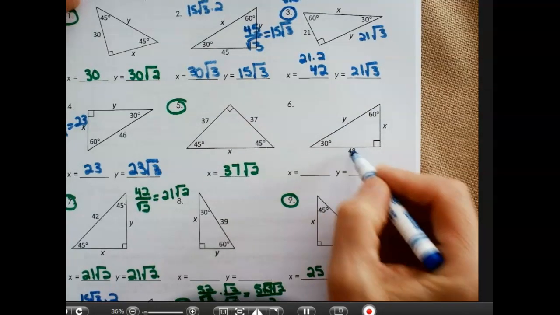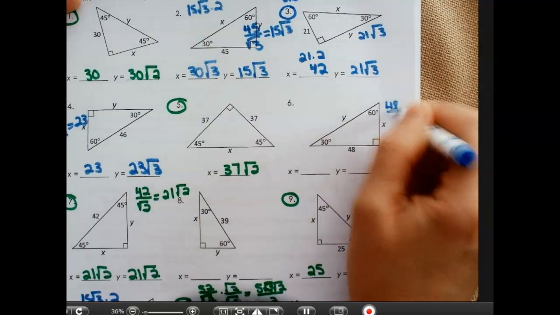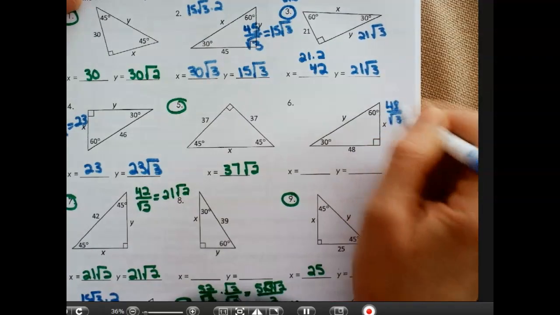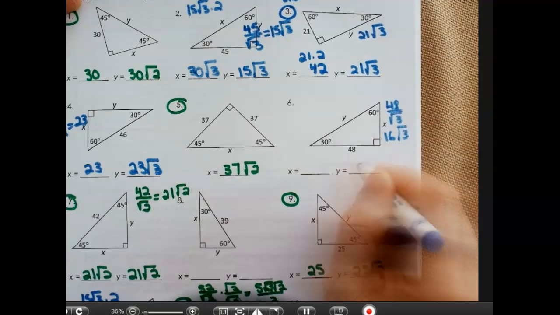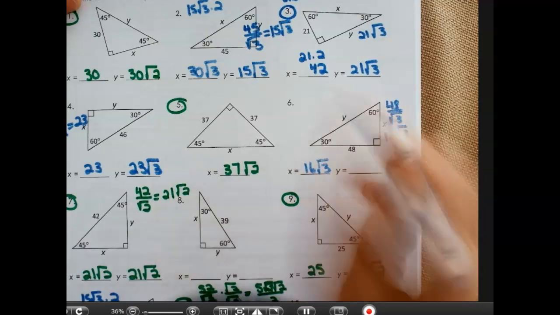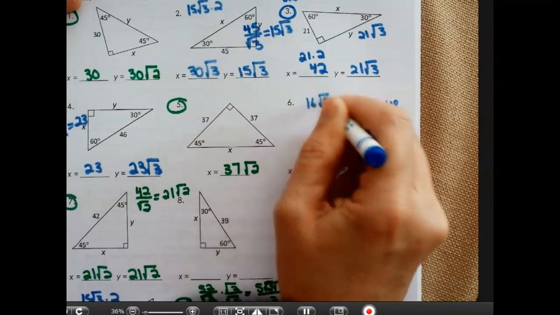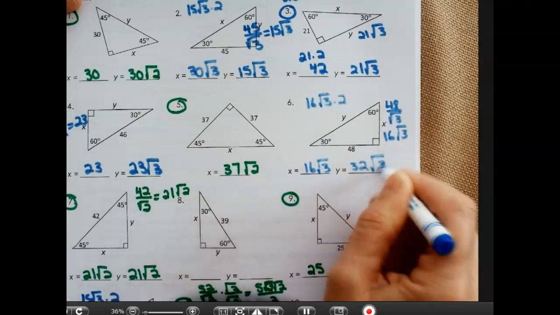All right, let's go look at one more. Number 6, same thing. I'm going from the long leg back to the short. So I'm going to take 48 divided by radical 3. Again, 48 divided by 3 is 16, and we put that radical beside it. And then to get from here to here, we are doubling it. And we get 32 radical 3.